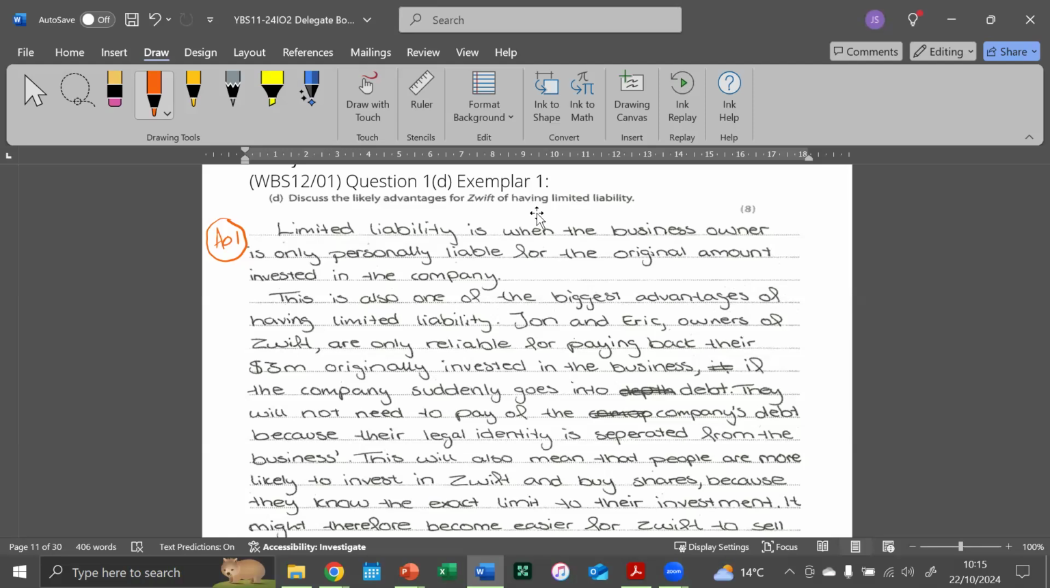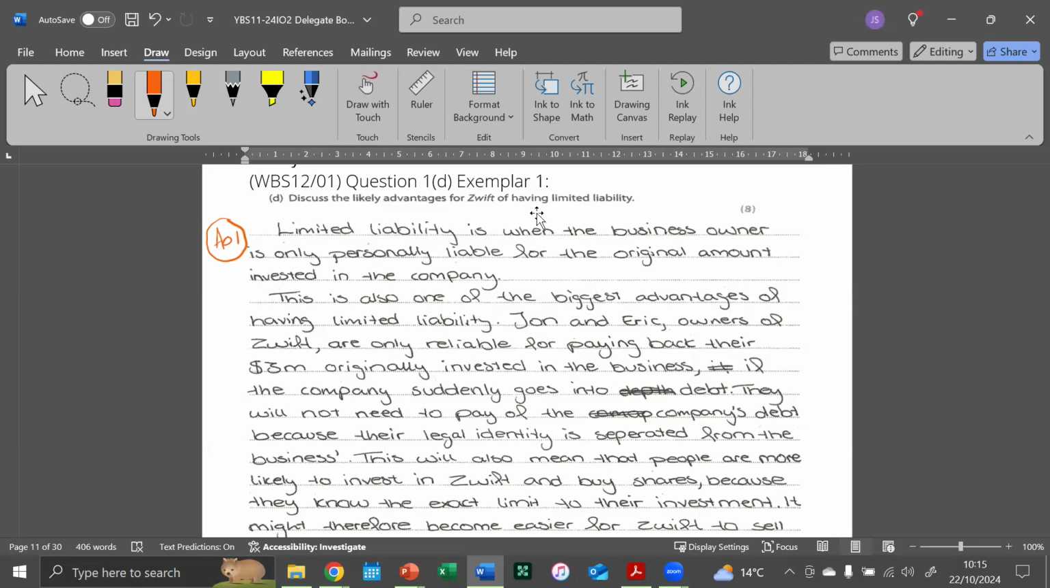And that is where the potential trapdoor comes with this particular question. It's the advantage to the company of having limited liability. Okay? Not the advantages to the shareholders. Now, it may well be that they could use that advantage to the shareholders idea and then turn that around, so therefore it becomes an advantage to Zwift.